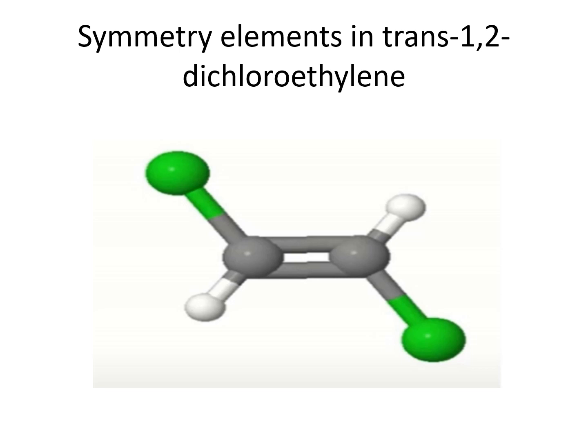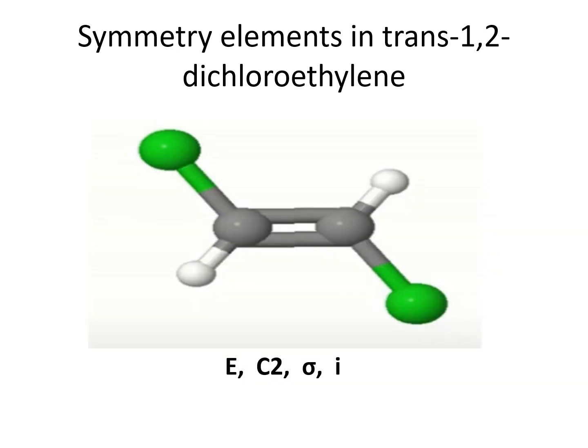So the symmetry elements present in this molecule are identity, C2 rotation, sigma, and inversion center. These are a total of 4 symmetry elements present in this molecule. If we look closely, we observe that these are the same symmetry elements which are present in trans 2-butene. So both have similar symmetry operations.